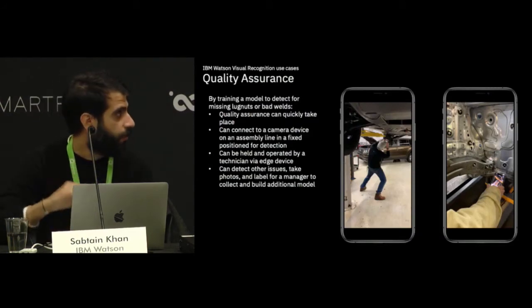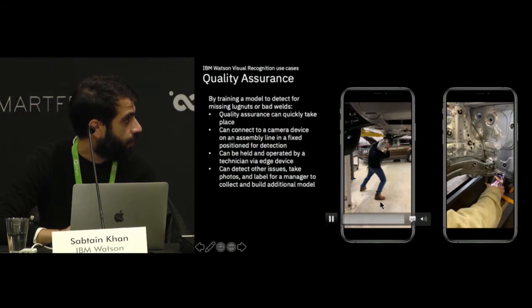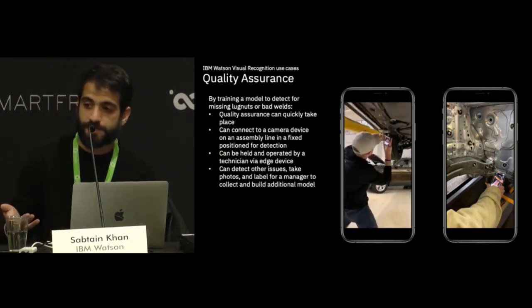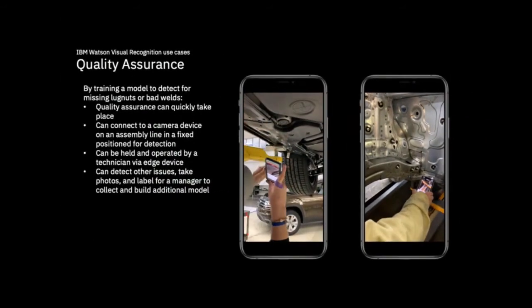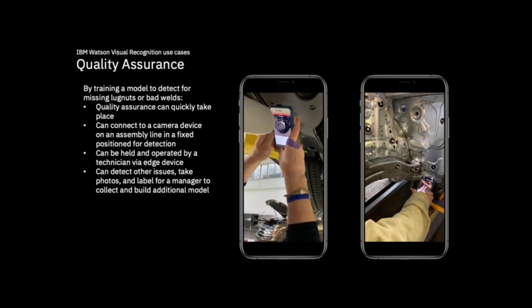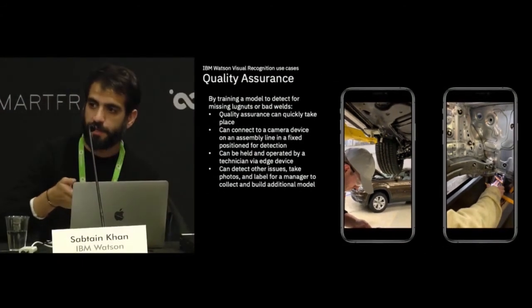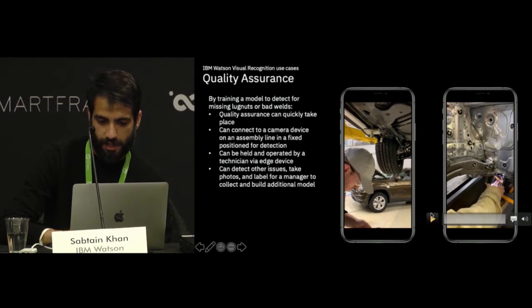This is really cool. I want to see if I can get the video to show up here. So we've actually created apps for auto manufacturers, and we help them train models to understand whether there's defects in cars. This technician is doing a quality assurance job trying to understand if there's a defect with a lug nut over here or with welds.